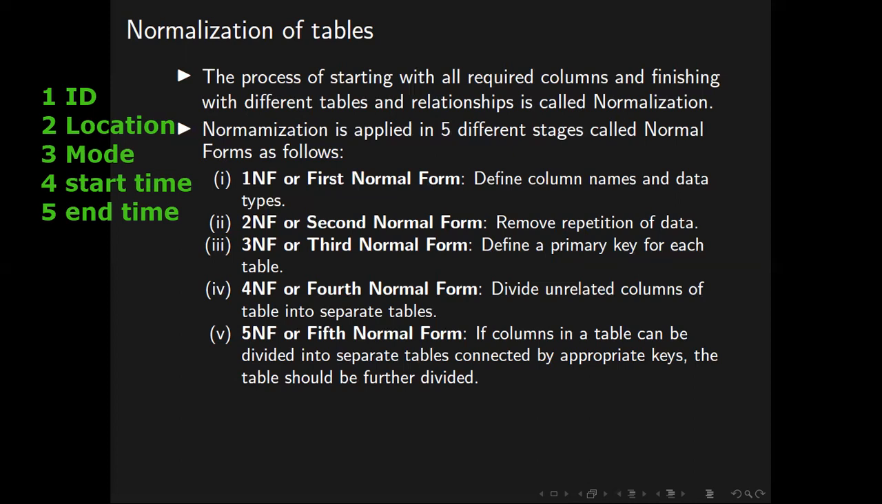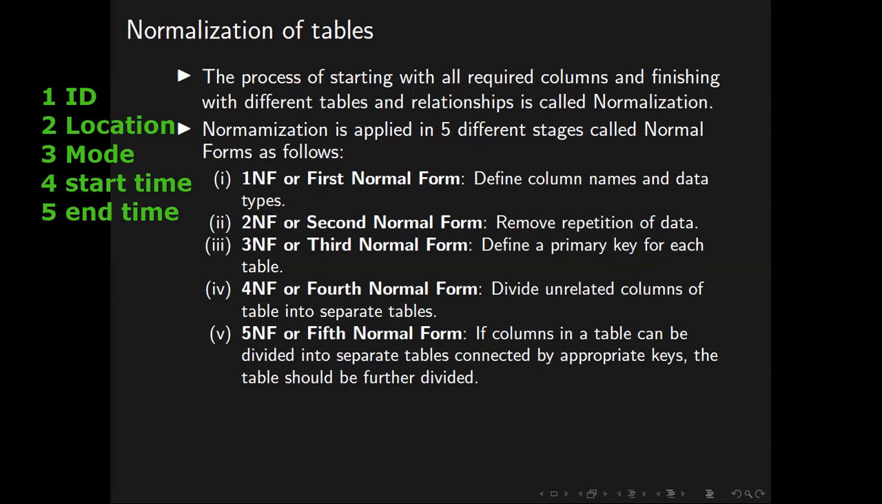Then first normal form, you select all the column names. Second normal form, divide them into suitable subtables. Then third normal form, define primary key for each subtable. Fourth normal form, divide unrelated columns into separate tables. You have already divided all the tables.